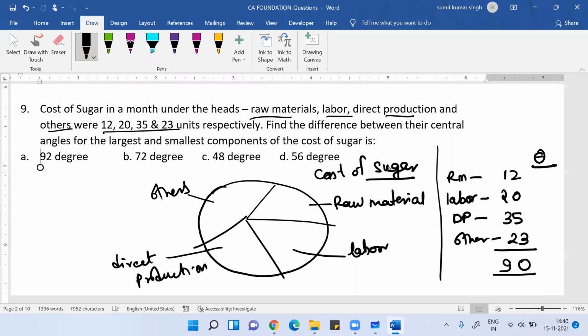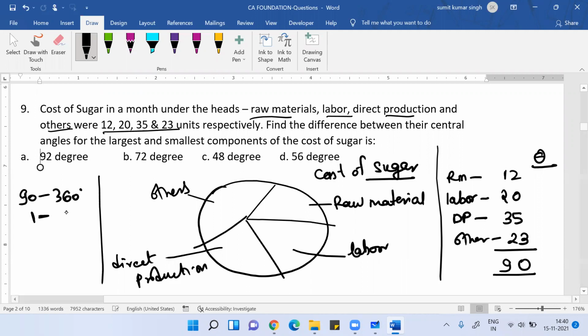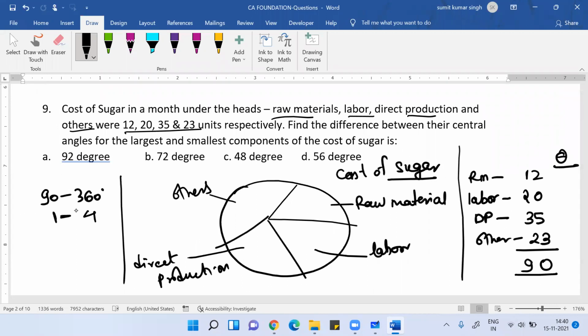I can find the angle, which we call theta. How can I find the angle? I hope everyone understands that if I'm drawing a pie chart, it is a circular representation, and in every circle the total angle is 360 degrees. Here the total sum is 90, so 90 basically means 360 degrees. So one unit means 4 degrees. I hope you see that 9 fours are 36.